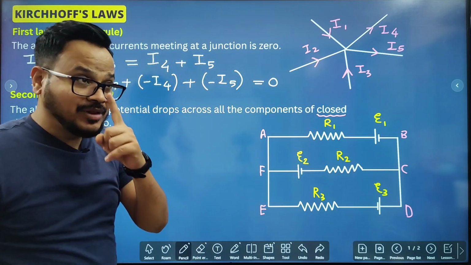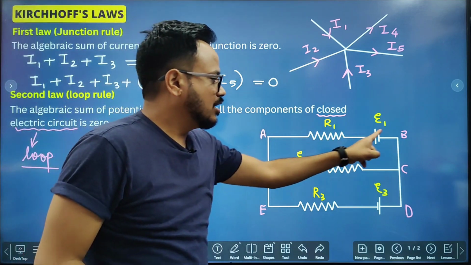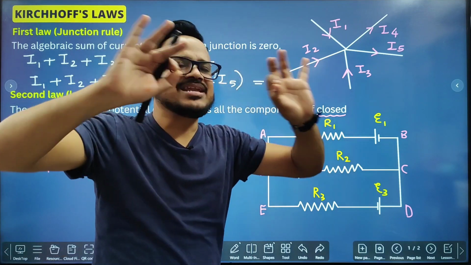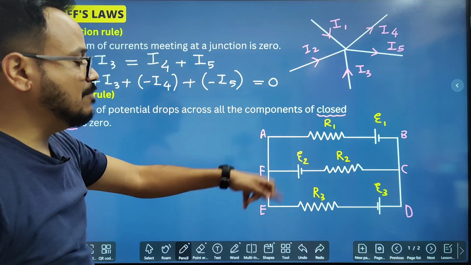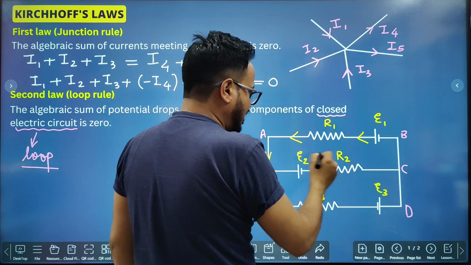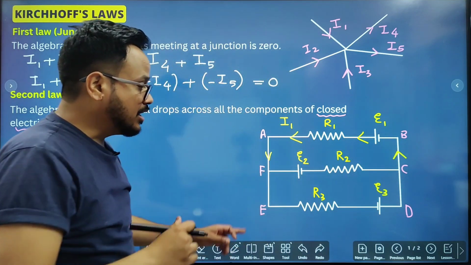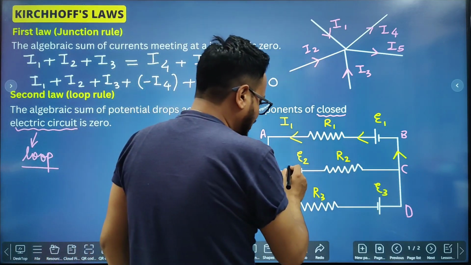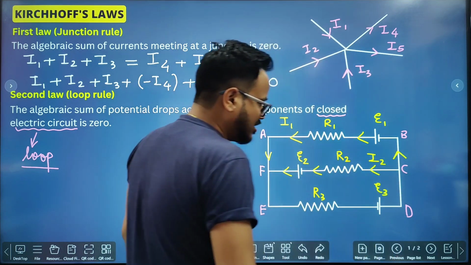Take one branch, not the loop, and assume any direction of current in that branch. First we are taking this branch FABC, and let us assume that the direction of current in this branch is this, and name this current as I1, right? Now take the second branch and assume any direction of current in this branch. Now let us take the current in this branch is in this direction, and let us take it as I2.